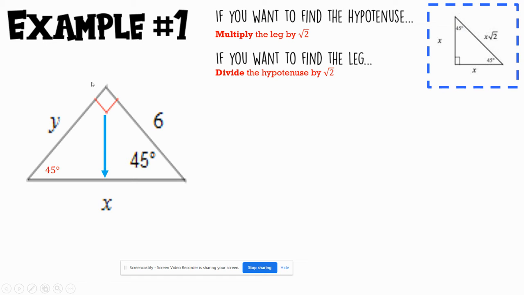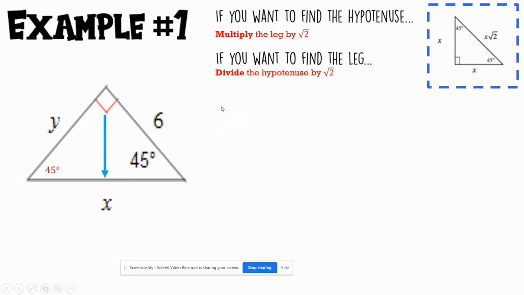Example number 1. The first thing that I do is I sometimes like to fill in any missing angles. So in this one, I know that this is 90 degrees by that notation, and they gave me one of the angles. So I know that all 3 angles have to add up to 180 degrees. That would mean that this third angle is 45 degrees. So we are looking at a special right triangle, a 45, 45, 90 degree triangle.